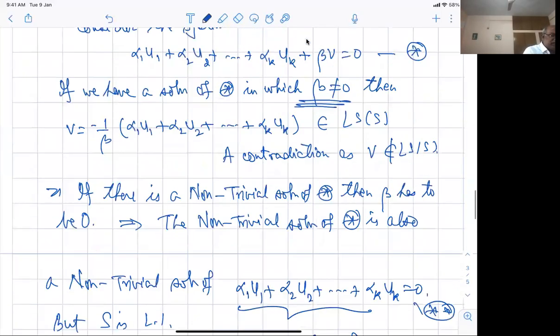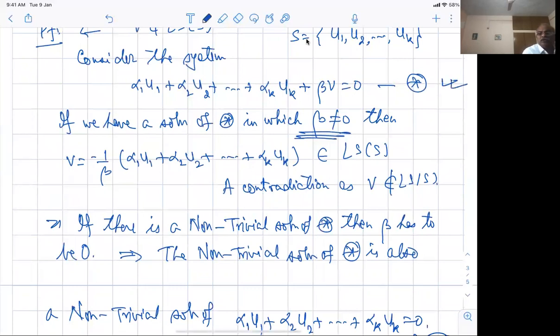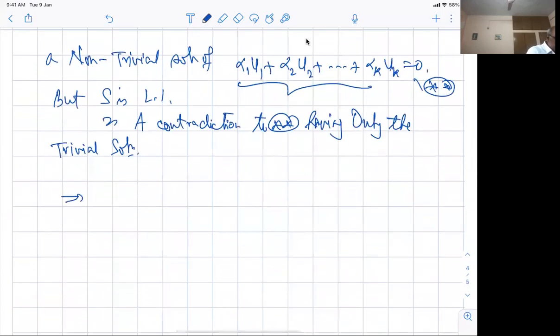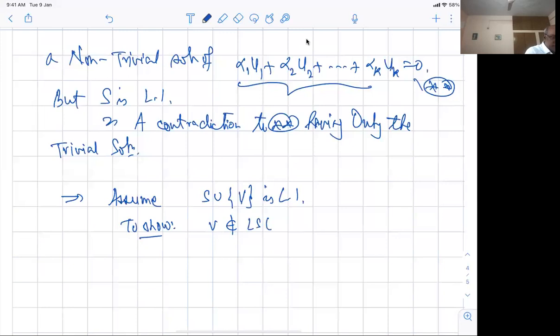Fine. So first thing is that if star has a non-trivial solution, then either beta is 0 or beta is not 0. If beta is not 0, then V is in the linear span, which contradicts our assumption. If beta is 0, then I again get a contradiction to linear independence of the set S. Fine. So let's now prove the other way around: assume S union V is linearly independent. To show V does not belong to the linear span of S.